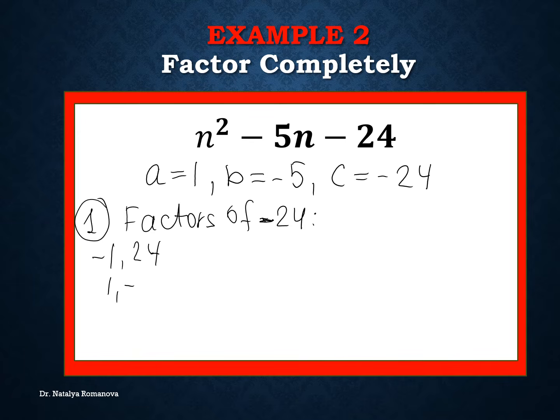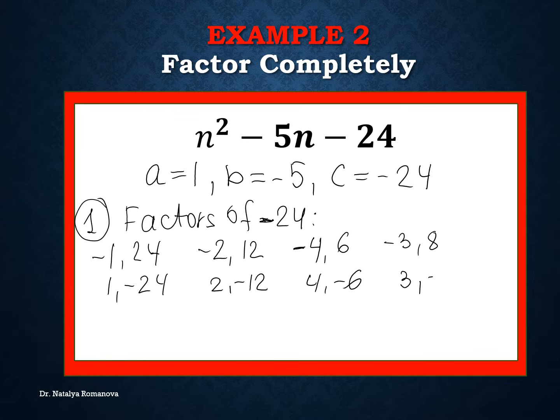After that, 1, negative 24. After that, negative 2, 12. 2, negative 12. After that, negative 4, 6. 4, negative 6. We can see, and we skip 3, negative 8. 3, negative 8. Now we look at our couples and we have to take the number whose sum must equal b. So the sum of factors must equal negative 5.